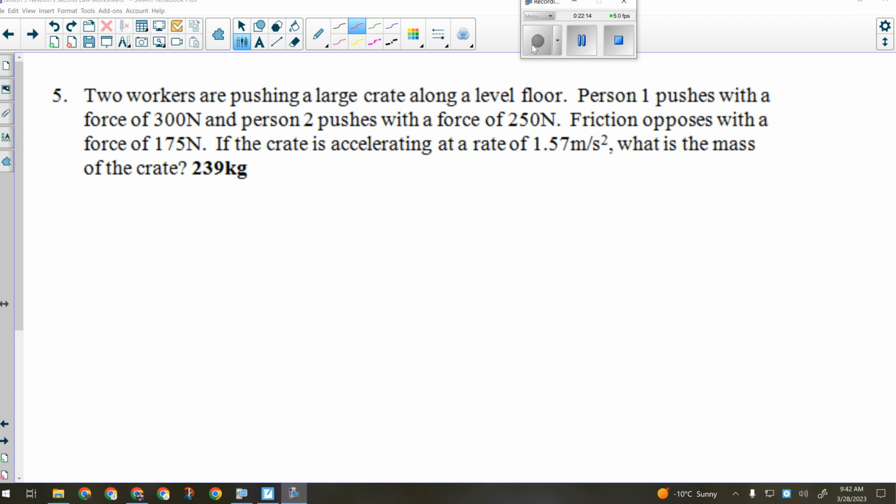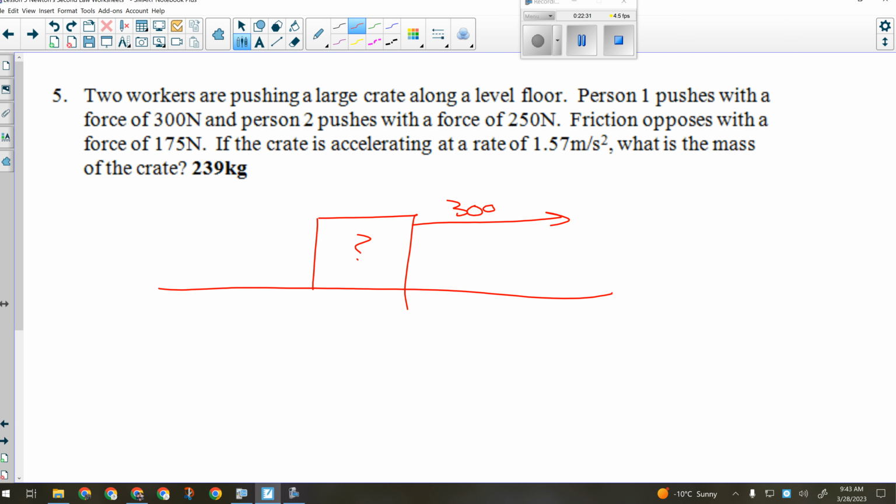All right, so on number 5, we've got a level floor. We've got a big crate, and we're looking for the mass of the crate. We don't know what it is. What we know is that there's 300 newtons worth of force forwards from one person, 250 newtons worth of force forwards from the other person, and we know that friction is opposing with 175 newtons worth of force, and we know the acceleration of the crate: 1.57 meters per second squared, also in a forward direction.